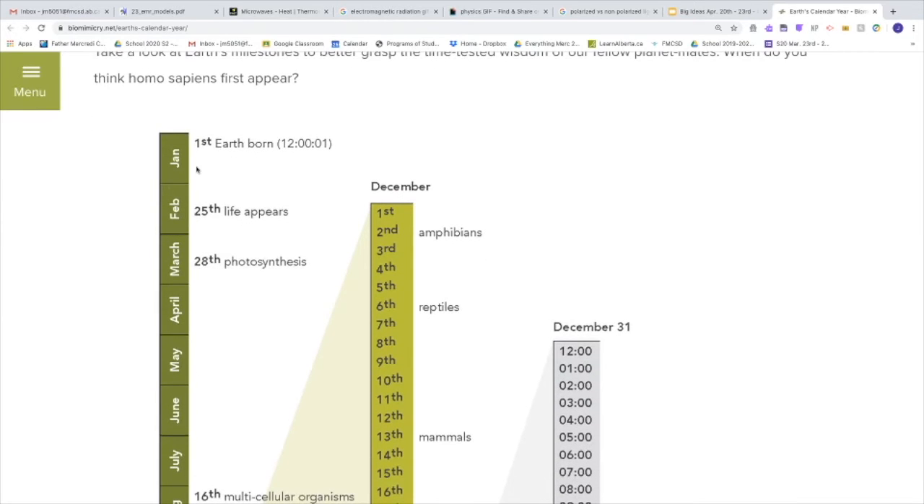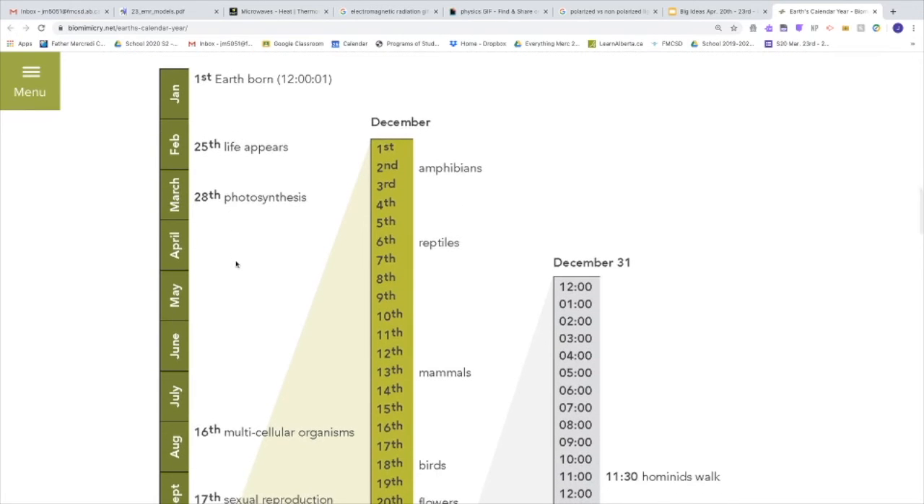Now, it will be a full 2 months until life even appears. If on January 1st Earth is born, then February 25th would be the first time we would have seen life appear. Remember, that's actually a billion years passing by. On March 28th, already almost a quarter of the way into Earth's history, photosynthesis starts happening for the first time. What's that going to lead to? That's going to lead to the Cambrian explosion, because photosynthesis is going to produce enough oxygen that more complex life is going to be able to start evolving. But it still takes a while.